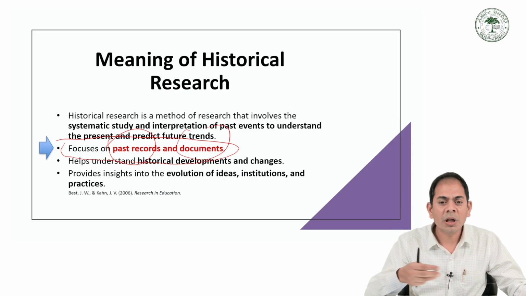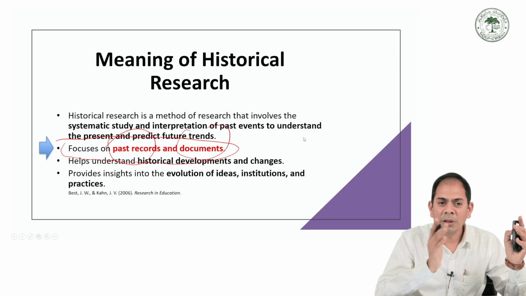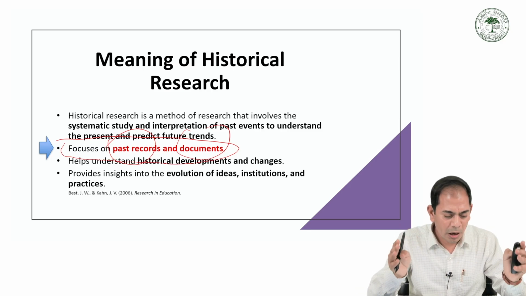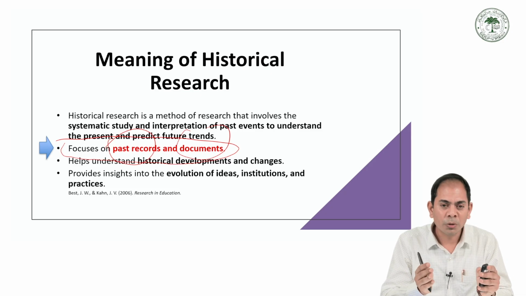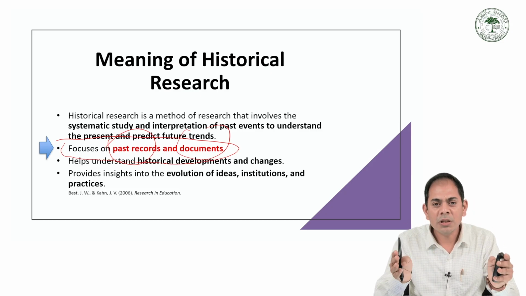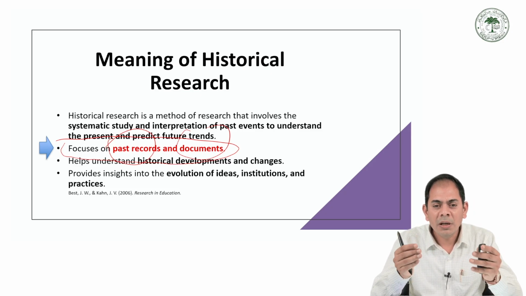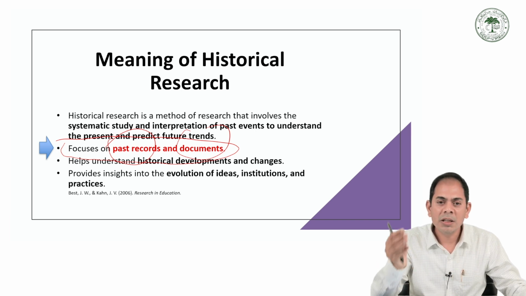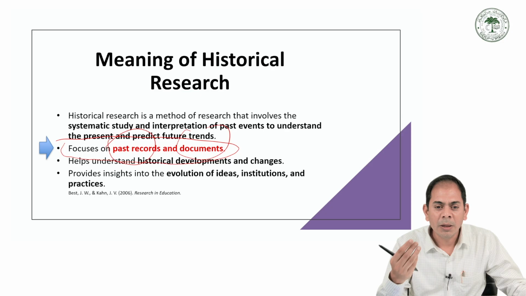These sources are generally divided into two important parts: primary sources of data and secondary sources of data. All these are the past records and documents that we use in the study of historical research. And all these are of two types: number one is the primary source and second one is the secondary source.